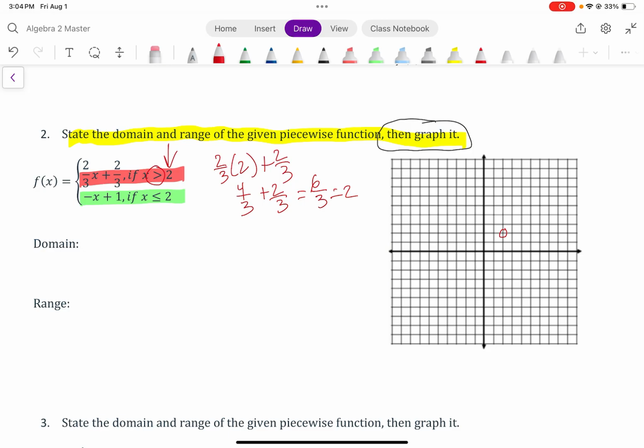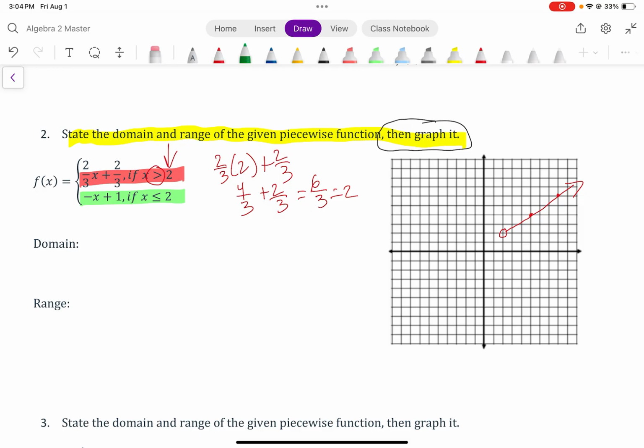So now, from that spot, I can count out my slope. So up 2, right 3. Connect the dots with my arrow because I'm getting bigger than 2, so I keep going to the right. Okay, now I'm half done.